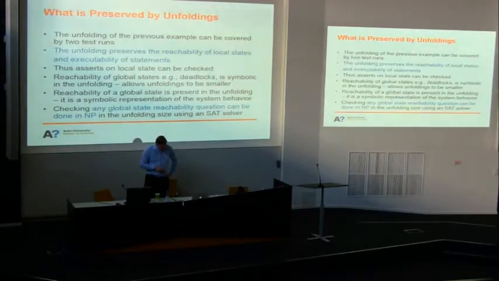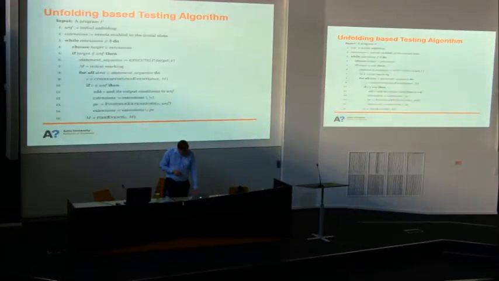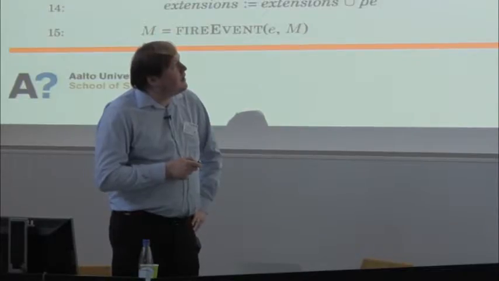Okay. So, I've kind of skipped over the details on how we can actually generate this thing. I already warned you that this is not going to be cheap. Going for more compact representations means that the algorithms we run are going to be more expensive. So let's go to this. This is the unfolding-based testing algorithm. This is from a draft of Kari's thesis. So it's not too difficult.